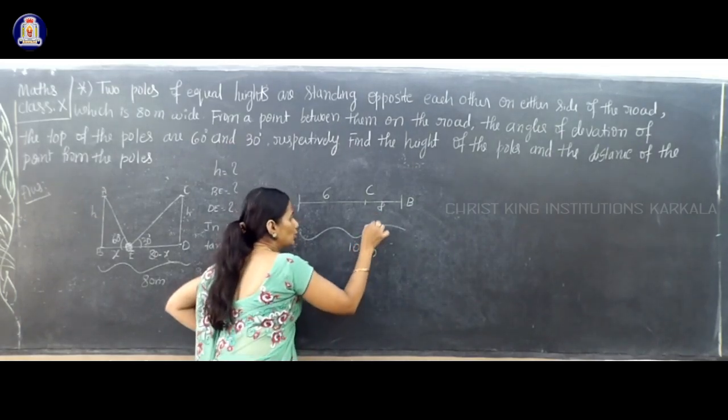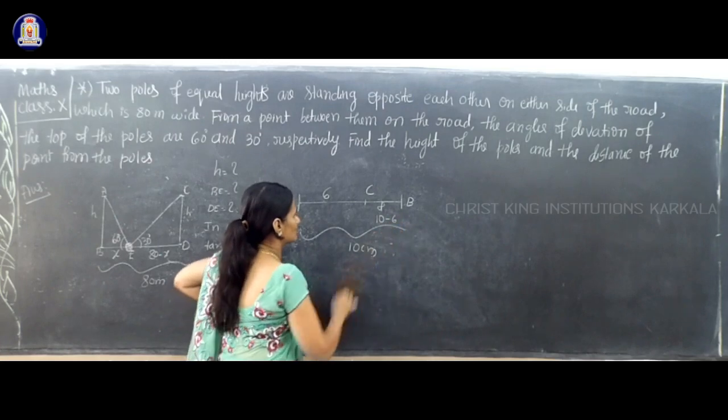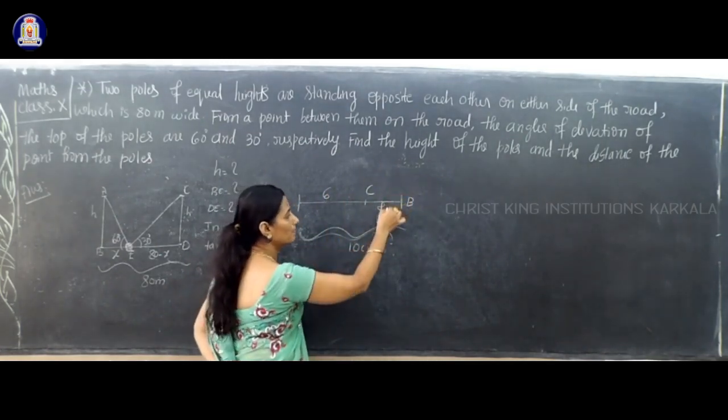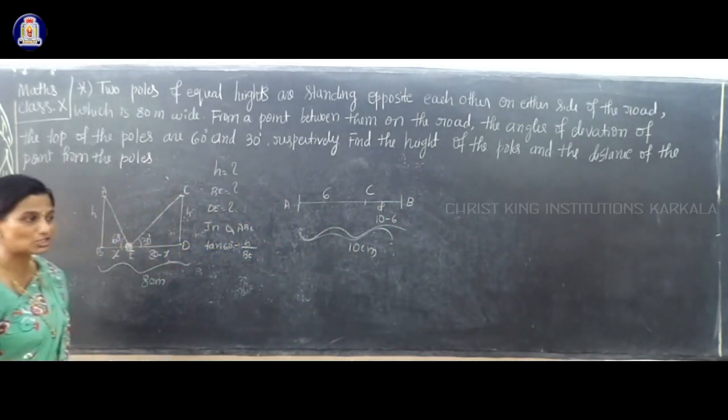That 4 is total 10 minus 6. Correct now? Total minus this part gives the remaining part, that is 10 minus 6 is 4.